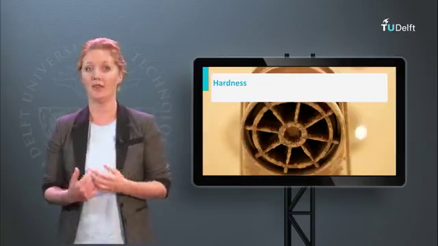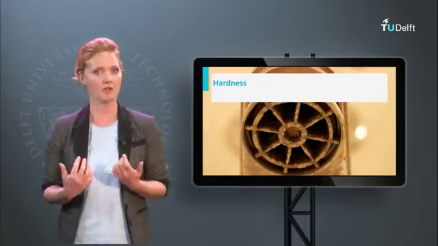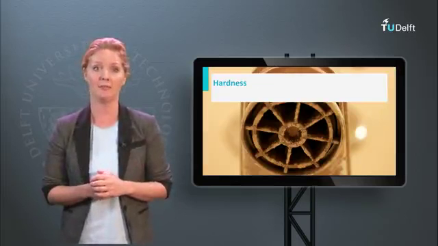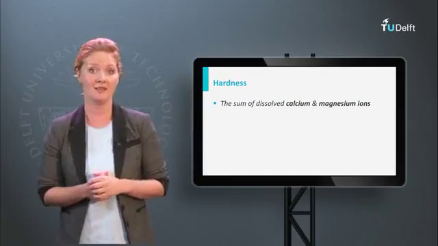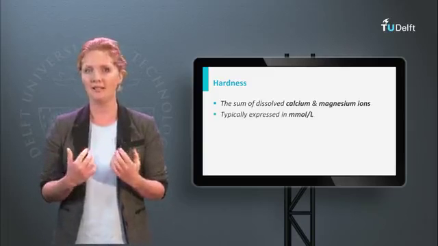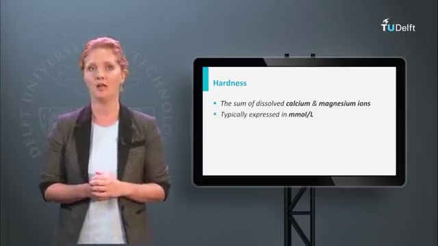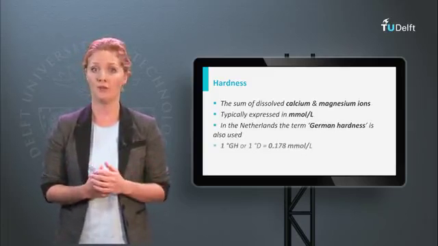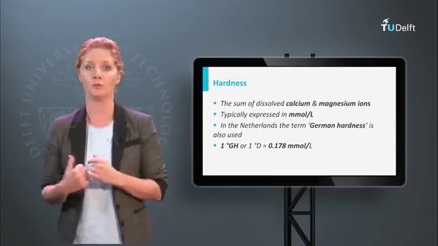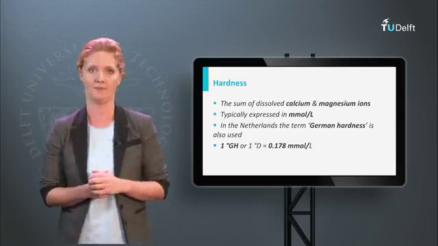Apart from the pH and the saturation index, also the hardness of water is of importance for scaling potential. Hardness is the sum of calcium and magnesium ions in water. This is typically expressed in millimoles per liter, but also the term German hardness is practiced. 1 degree German hardness equals 0.178 millimoles per liter.